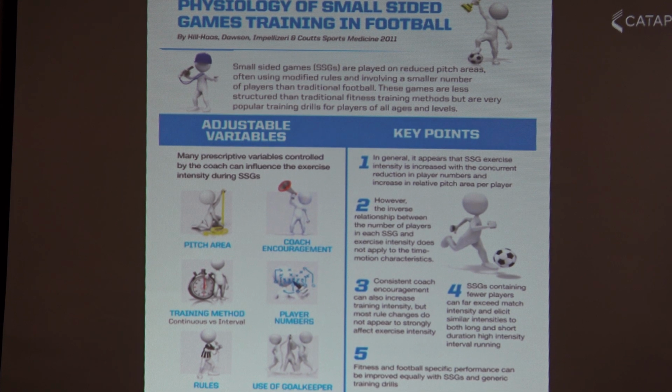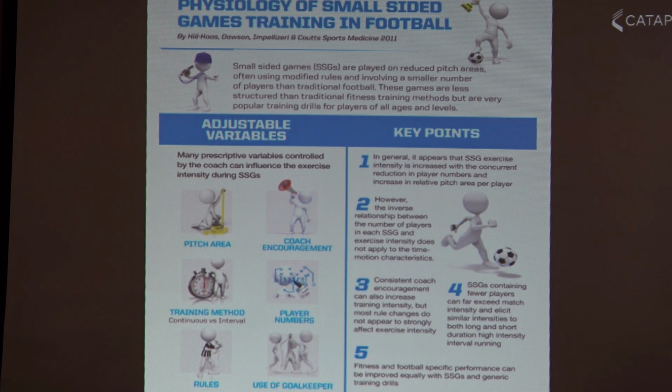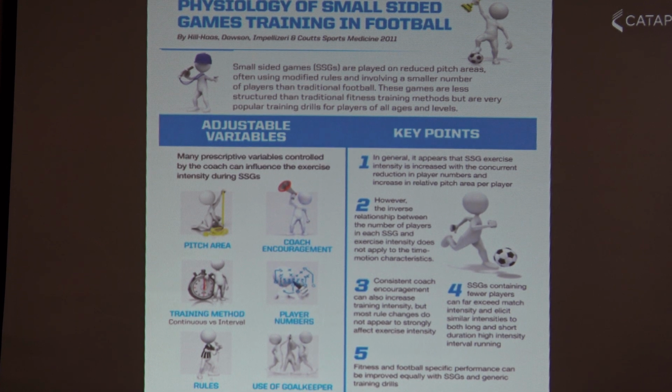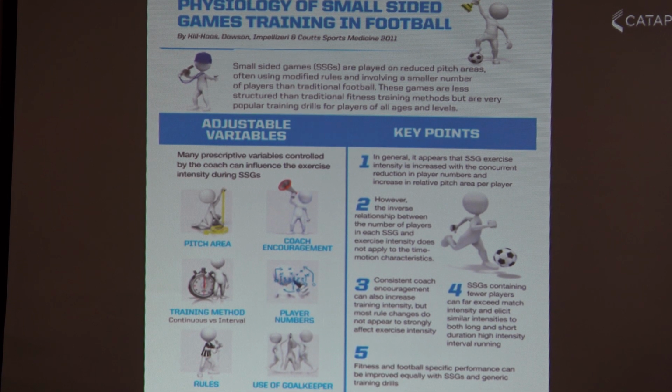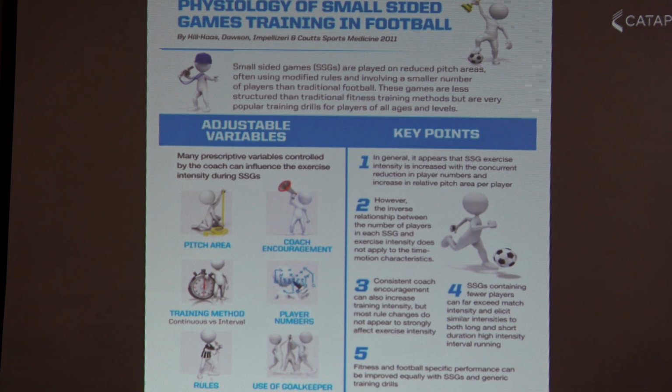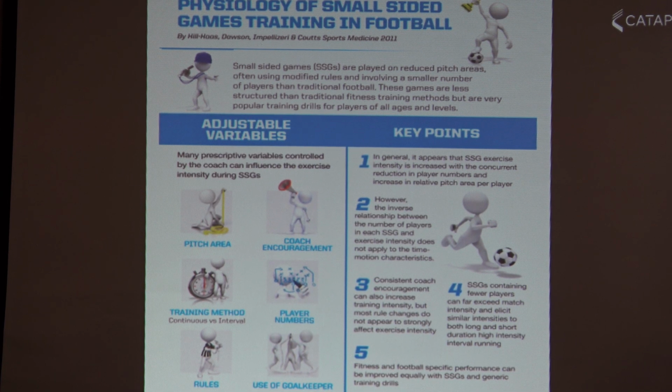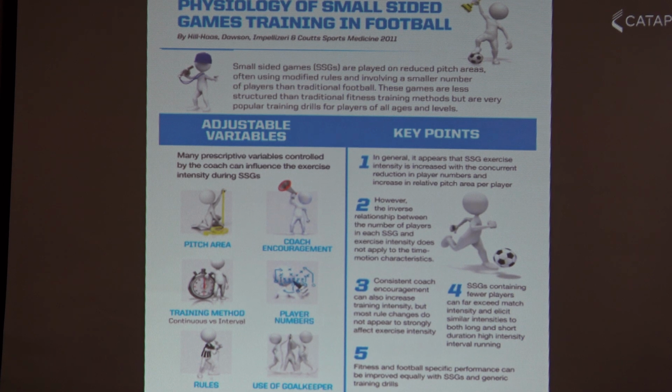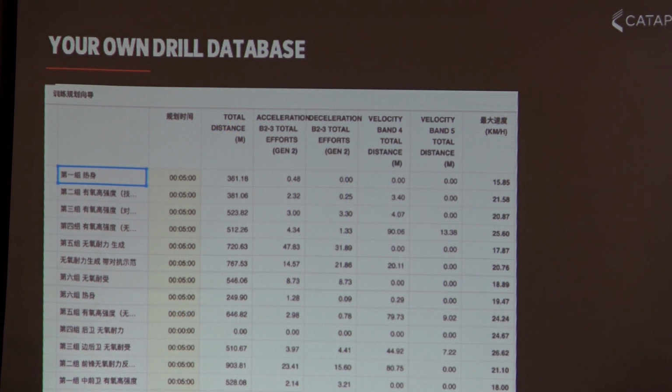So these are the things that we can use immediately during the training. We don't have to wait until the end of the training to let them just run from box to box to have the top up. But we can actually just change how they play football so they can play more football rather than just running. And once you have your own library of your drills, you can have a database.